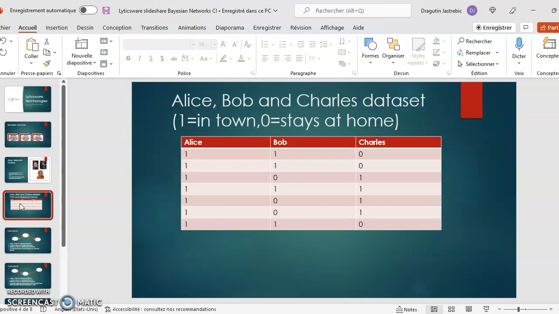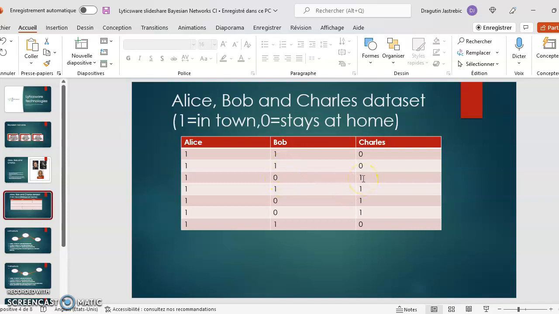So we have 1 whenever Alice is in town to see Bob or Charles, or Bob is in town to see Alice, or Charles is in town to see Alice, and we have 0 when a person stays at home. The first record says that Alice was in town to see Bob and Charles was not around. Then the second, Alice was in town to meet Bob and Charles again was not around. Then Alice was in town, Bob wasn't in town, and Charles was in town.